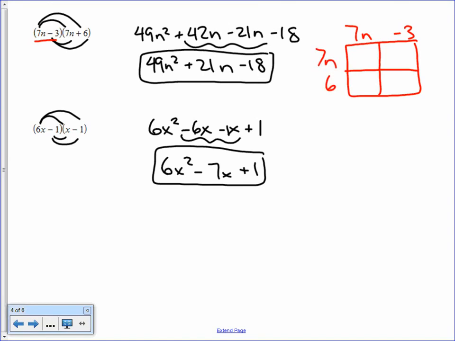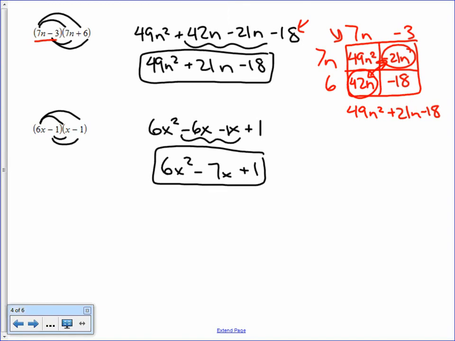So 7n times 7n gives me 49n squared. 7n times negative 3 gives me negative 21n. 7n times 6 gives me 42n. And then 6 times negative 3 gives me negative 18. So we have the same terms here as we did before. If you look at the n terms, we can combine those together. So just list the terms out in standard form: 49n squared, and when I combine these two, I get again 21n, and then minus 18. Okay? So that's the idea behind the box method for foiling.